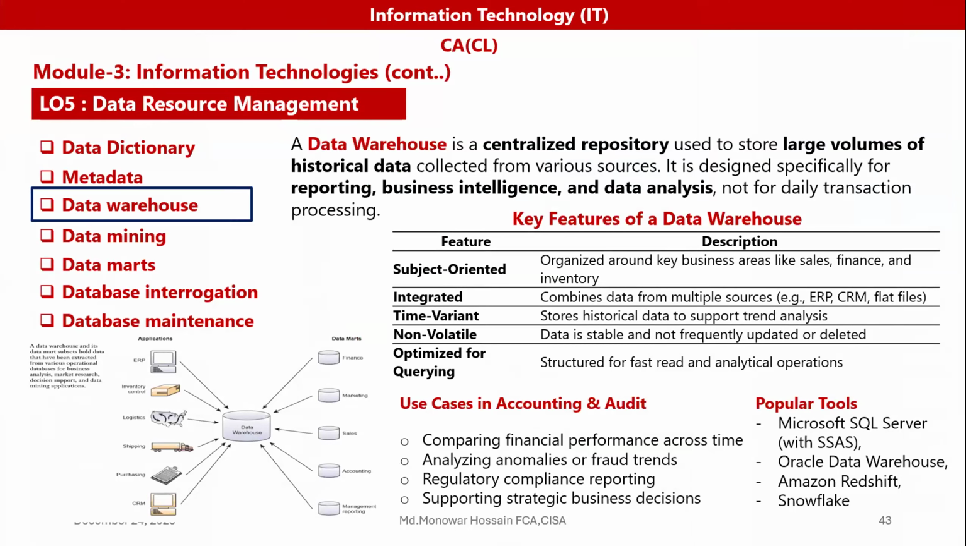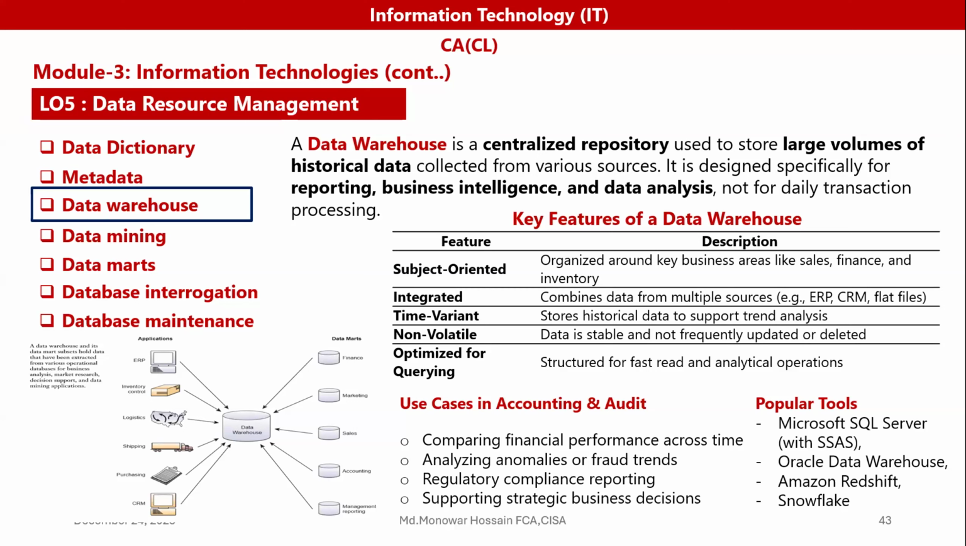Now the data warehouse. A data warehouse is a centralized repository used to store large volumes of historical data, collected from various sources. The key features of a data warehouse are: subject oriented, organized around key business areas, for example sales, finance, marketing, inventory, etc. Integrated, that means combining data from multiple sources, such as ERP, CRM, or files. Time variant, which stores historical data to support trend analysis. Then non-volatile, meaning data is stable and not frequently updated or deleted.